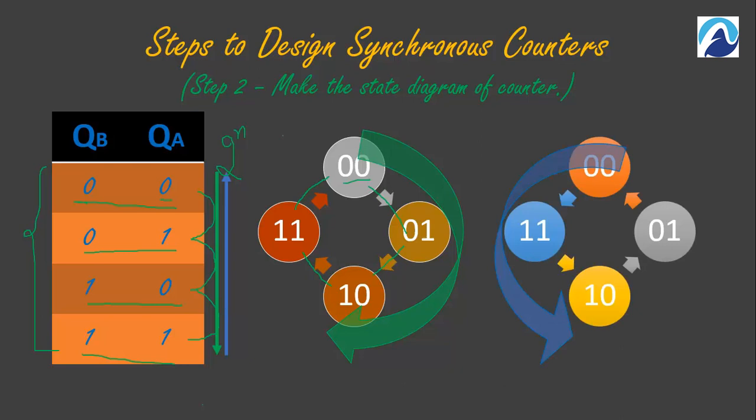Now the down counter, which will count in the decreasing order. After 3 it will show 2, after 2 it will show 1, after 1 it will show 0, and after 0 it will again display 3. On this side we have the state diagram for the down counter. After 0, after the first clock it will show 3, after 3 it will show 2, after 2 it will show 1, and in the fourth clock it will again come back to 0, 0. This is for the 2-bit counter.